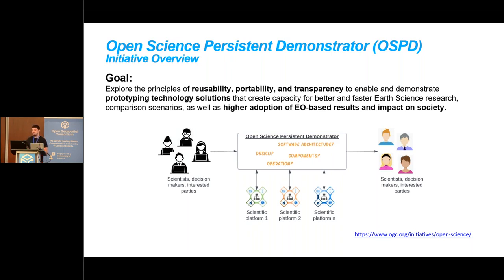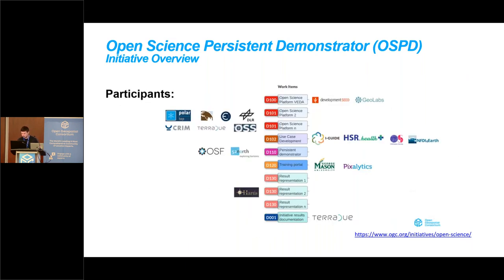Like the algorithms they develop, the components they work with, the various software architectures, the platforms they work with, how do they transfer that knowledge so that other users can try to reuse this work and try to replicate the work. And the overall goal is to reach a higher adoption of these EO-based results and improve the impact over the society. So how do we achieve that?